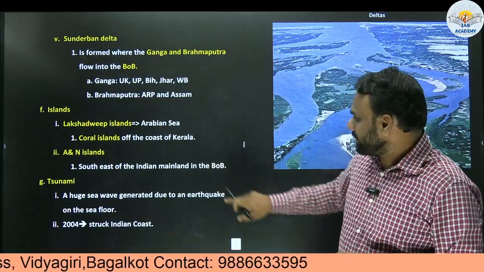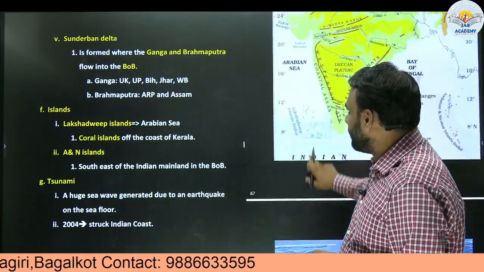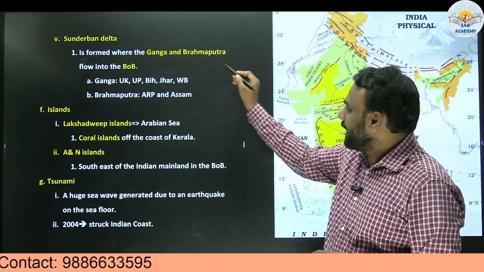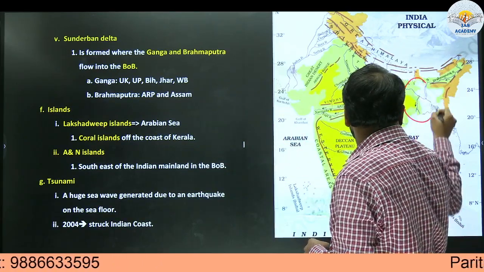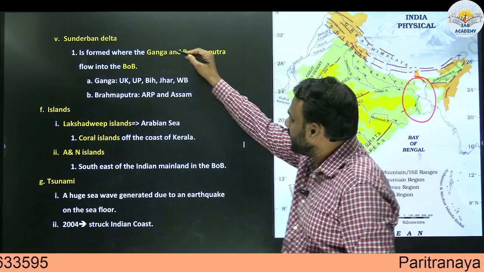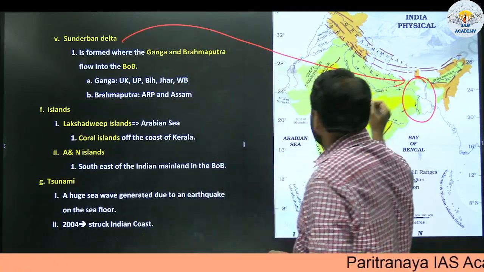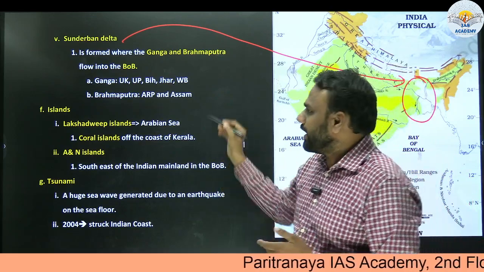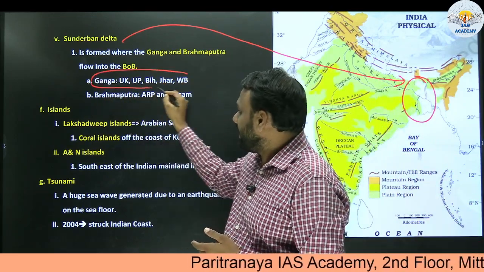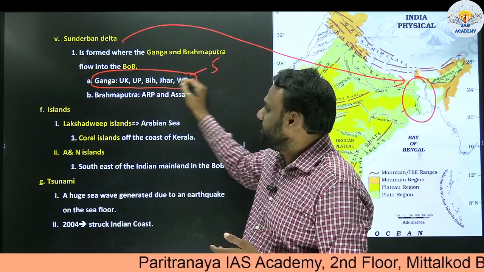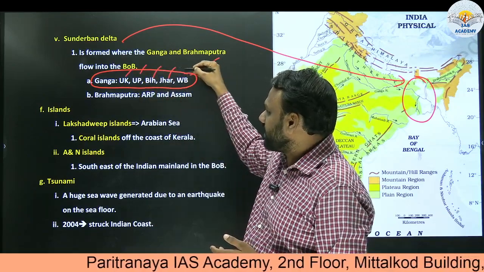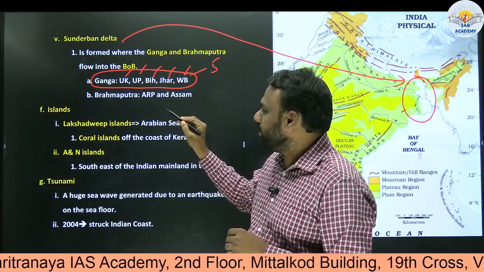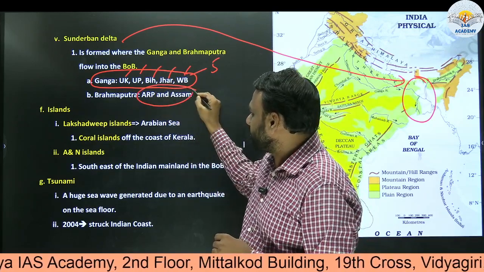Next, among them, the famous one is Sundarban Delta. So where is Sundarban Delta? It is at the confluence of Ganga and Brahmaputra. Sundarban Delta is present in this region. Again, here we came across Ganga and Brahmaputra, which we have already seen. The main Ganga river flows through these five states: Uttarakhand, Uttar Pradesh, Bihar, Jharkhand, West Bengal. Similarly, the main Brahmaputra river, ignoring its tributaries, flows through Arunachal Pradesh and Assam.